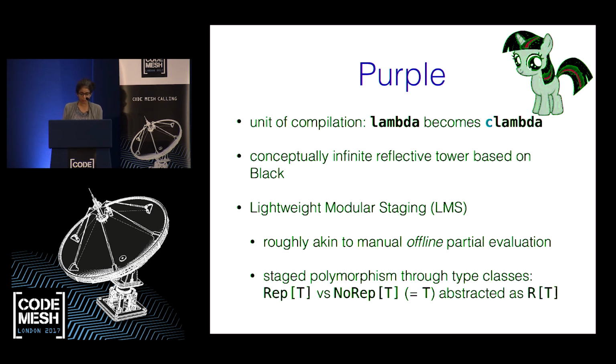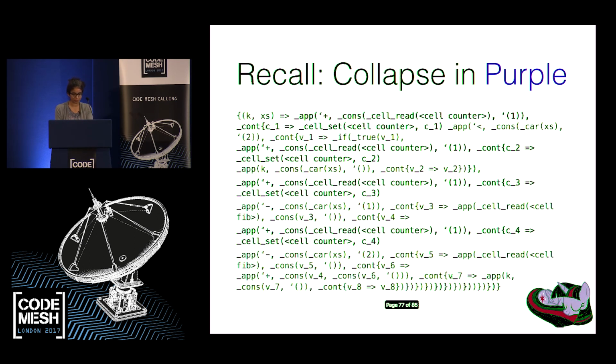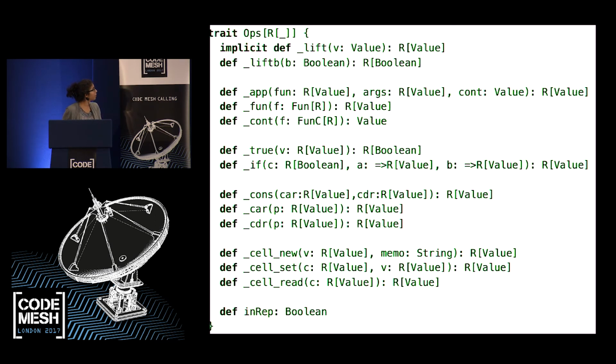So what we do is that we basically have this type class R of t. Well, we have this type R of t, and if we instantiate R to rep, then we get staging, and if we instantiate R to no rep, where no rep is just defined as no rep t equal t, then we just get interpretation. And if you recall the collapse in purple, then this is kind of the type class we have for the operation. So this is like what the target language looks like. So we have const, car, cdr, we have explicit mutable cells, and then application, function, continuation, if, and so on.